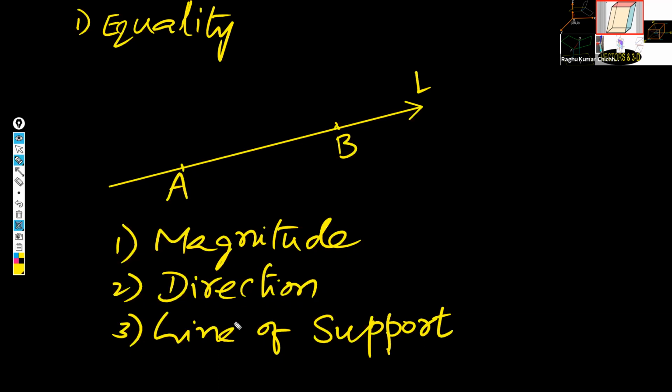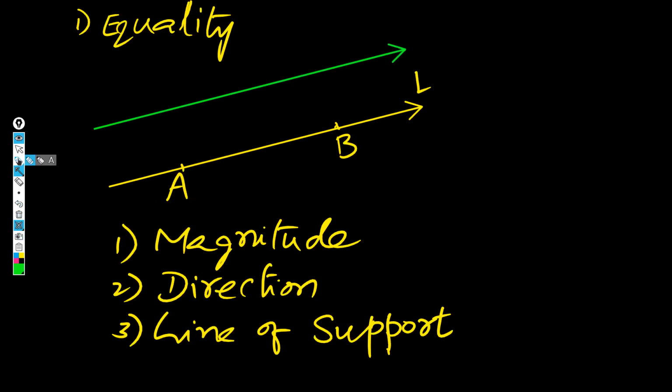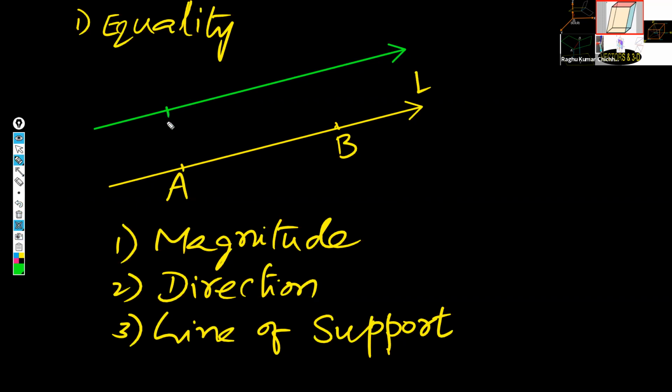If you see these three characteristics here, number one, the magnitude must be the same. Number two, the direction must be the same. And number three, they must have the same line of support or different lines of support. See, if I draw a line which is parallel to this, and if I create another vector with the same magnitude, CD for example, now what happens? These two lines of support, let me call this one L dash.